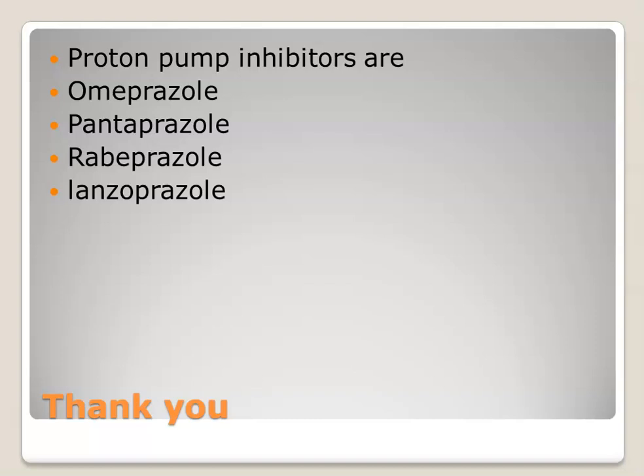These are some of the proton pump inhibitors, namely omeprazole, pantoprazole, rabeprazole and lansoprazole. These proton pump inhibitors directly inhibit the proton pump, so the HCl secretion is decreased. These proton pump inhibitors are helpful in peptic ulcer.